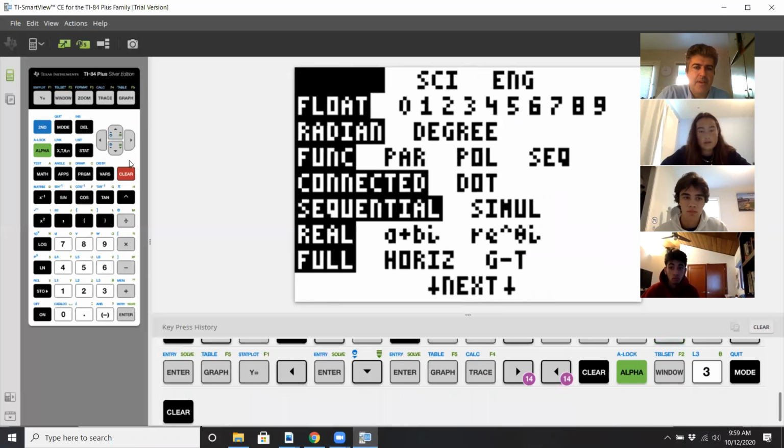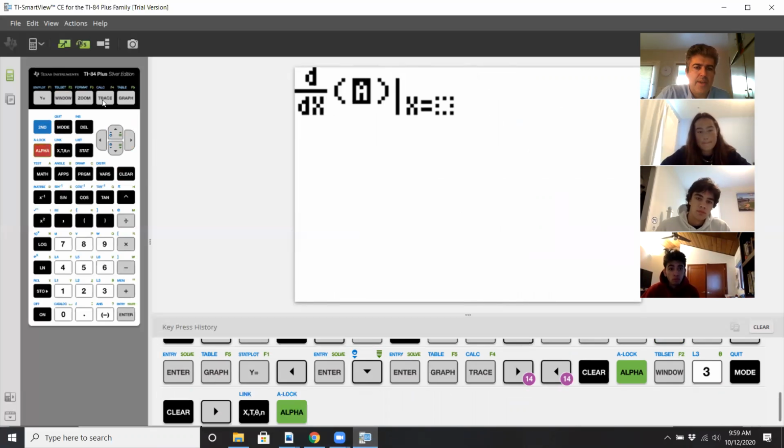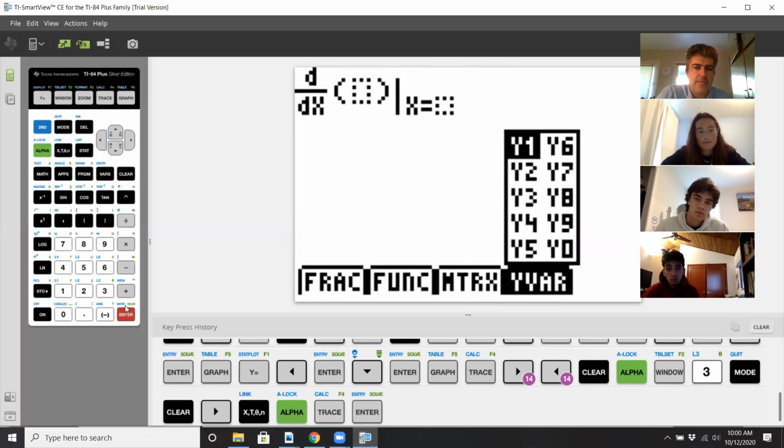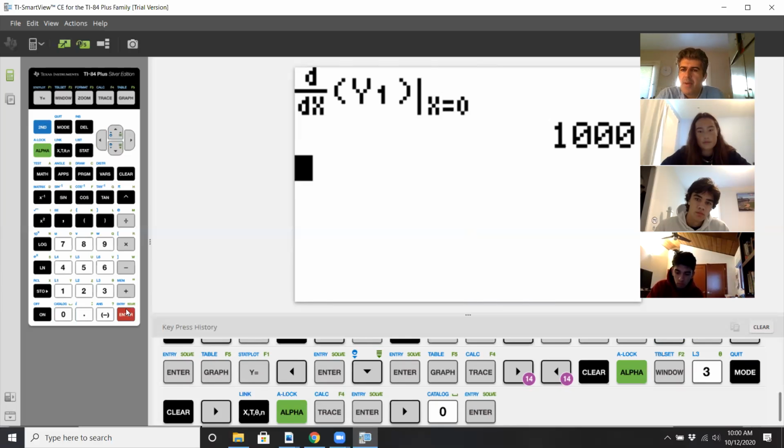Crap. Option 3. X. And put alpha trace, y1. And let's evaluate x equals 0. It says it's 1,000 for absolute x over x, but I know it's undefined or does not exist. What is the calculator doing?